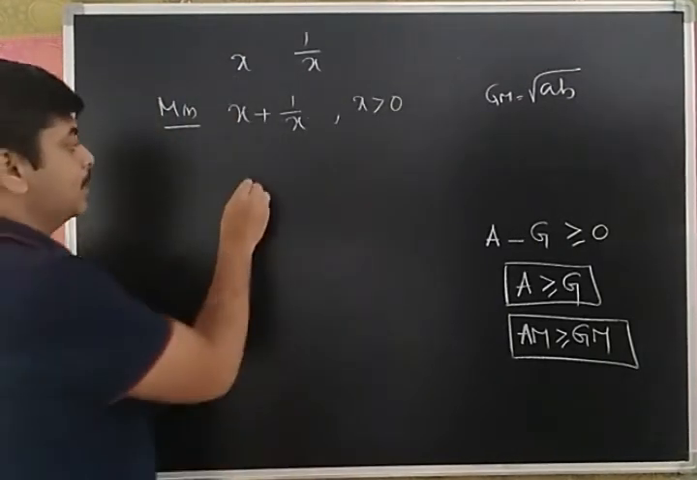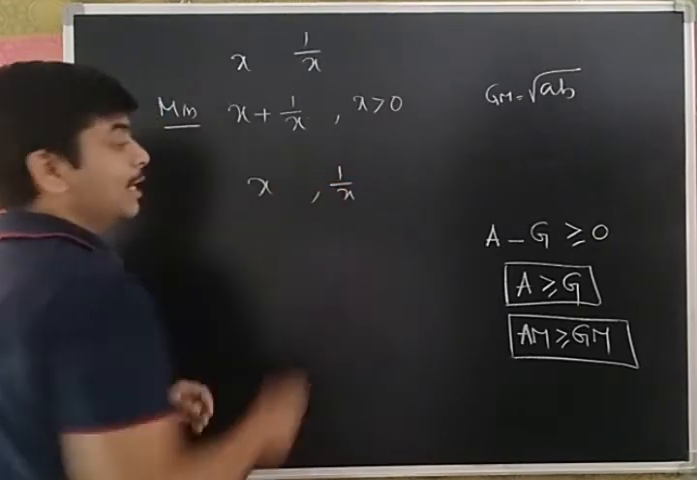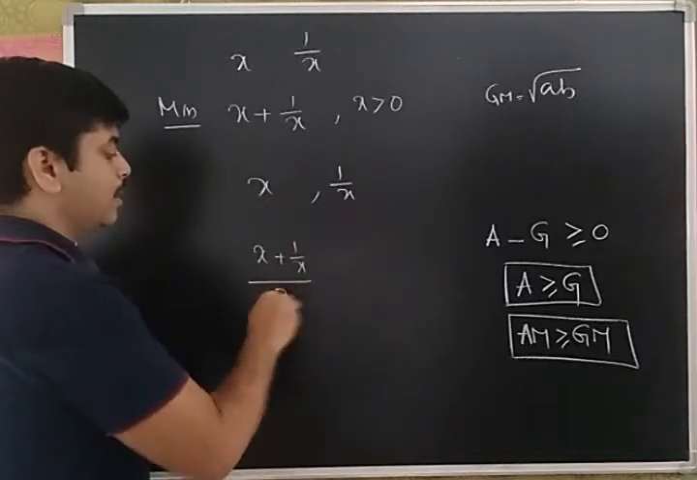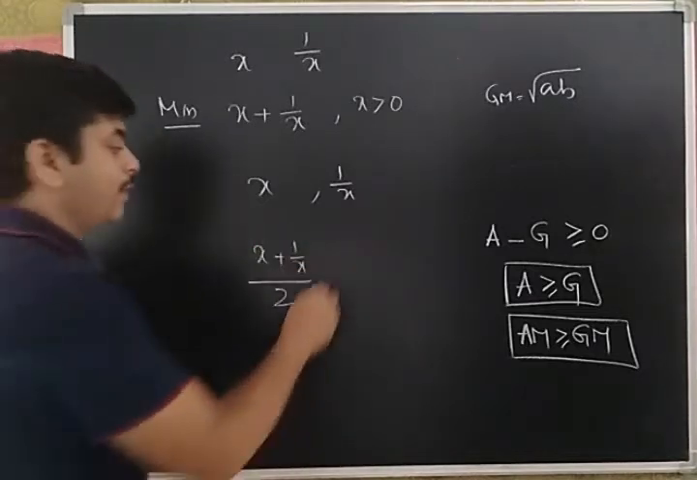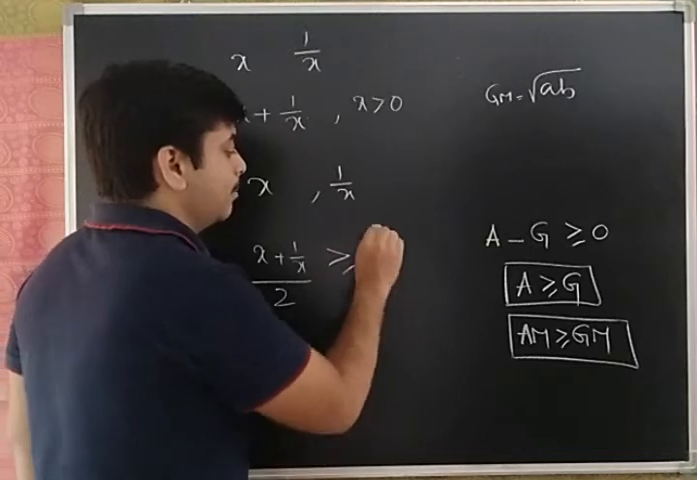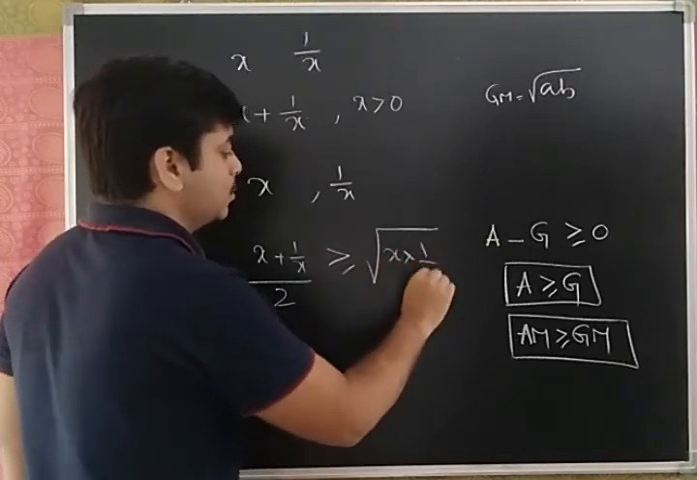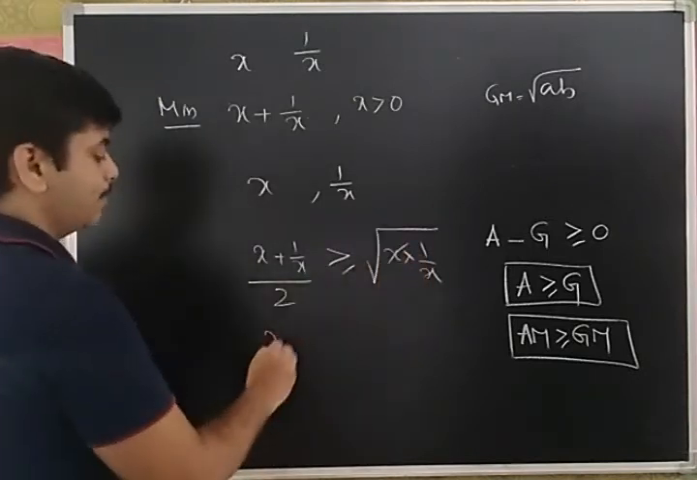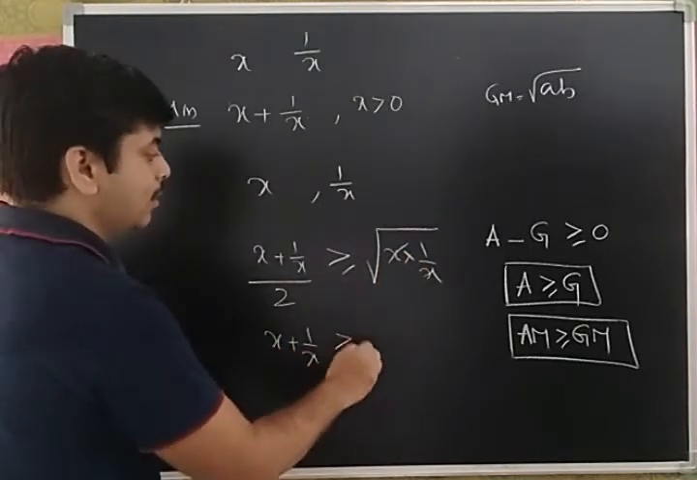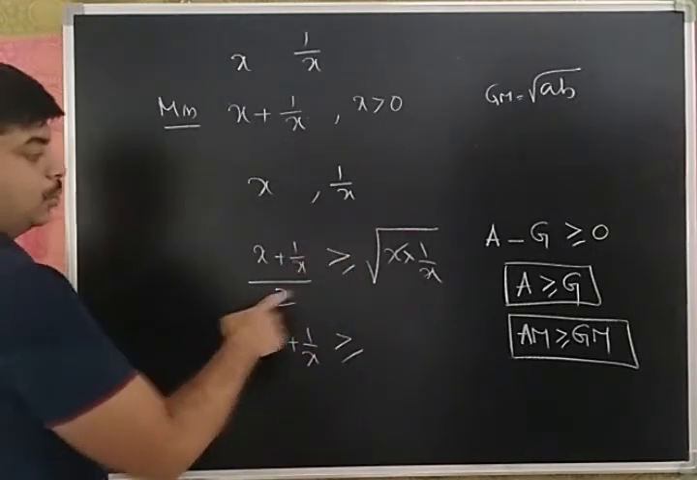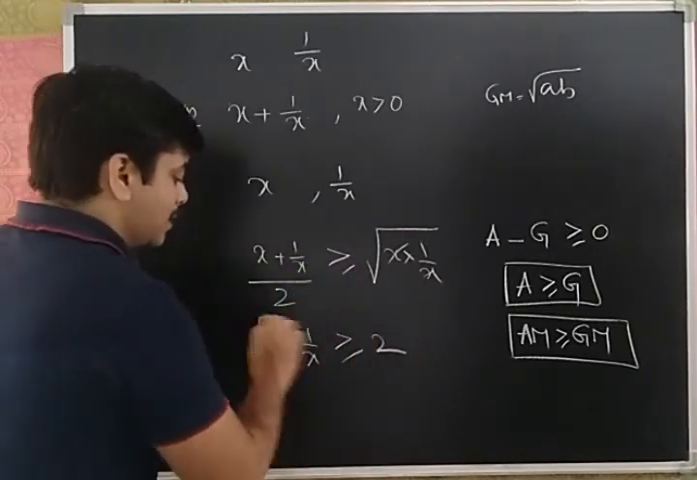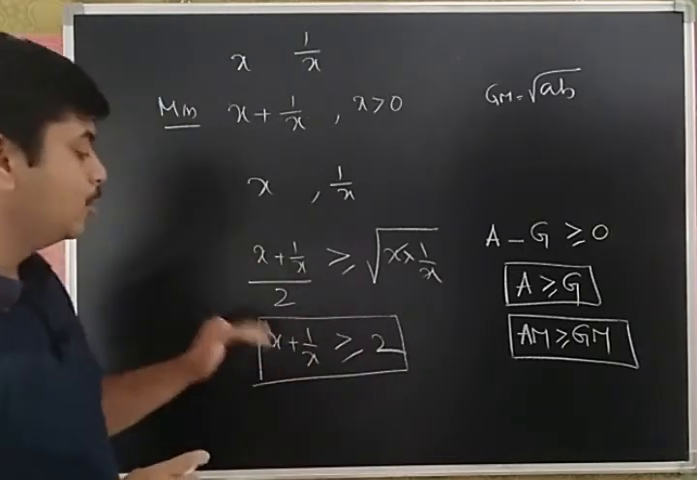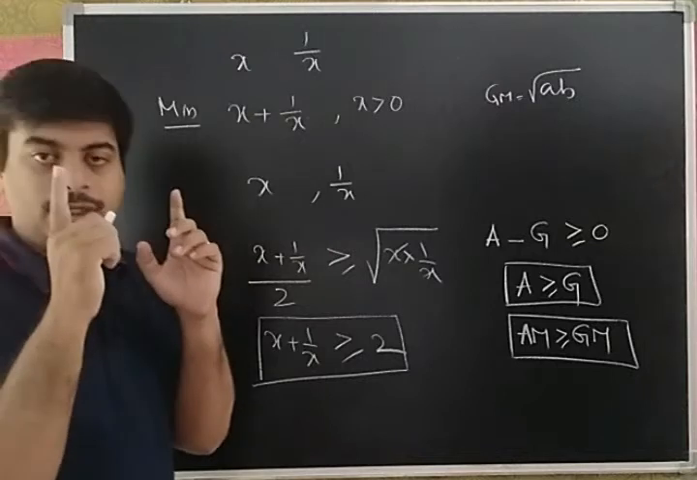There are two numbers x and 1 by x. What is the arithmetic mean of these two? It is (x plus 1 by x) by 2. Arithmetic mean is always greater than or equal to its geometric mean, that is root over x into 1 by x, root over ab. Correct. So these two get cancelled and it becomes 1. So x plus 1 by x is always greater than or equal to, this is 1 and this goes to the other side as 2, so x plus 1 by x is always greater than or equal to 2. The minimum value x plus 1 by x can take is 2.